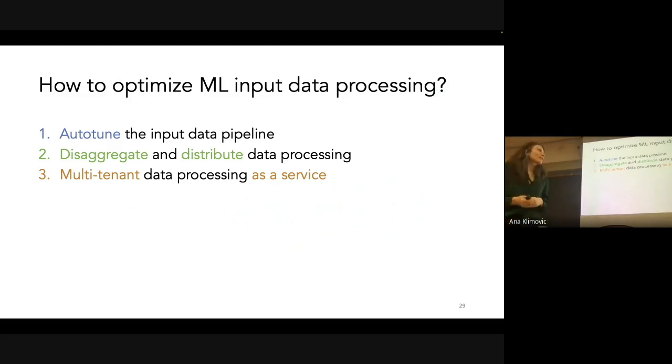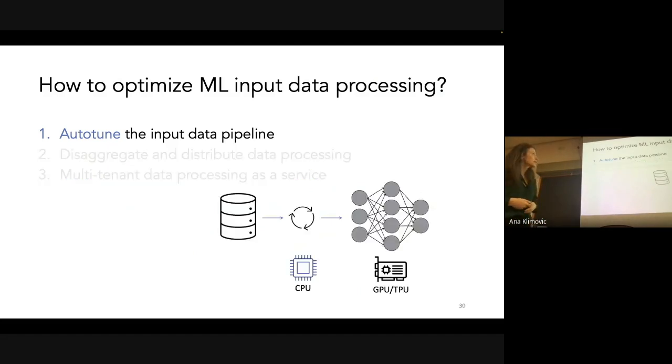So that's going to be the outline for this talk: how can we optimize this ML input data processing part of the pipeline. I'll talk about 3 different approaches. I'm going to focus mostly on the second 2, but I'll talk a bit about each. So the first approach on this list is auto-tuning.